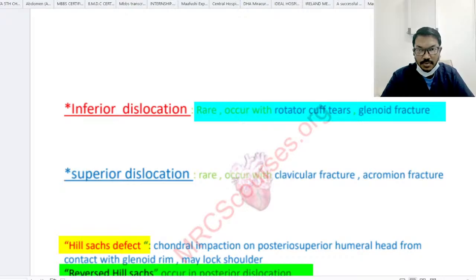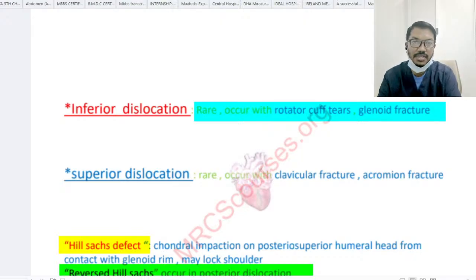Okay, we'll start again. We are discussing shoulder dislocation. Inferior dislocation comes along with rotator cuff injury or rotator cuff tear.